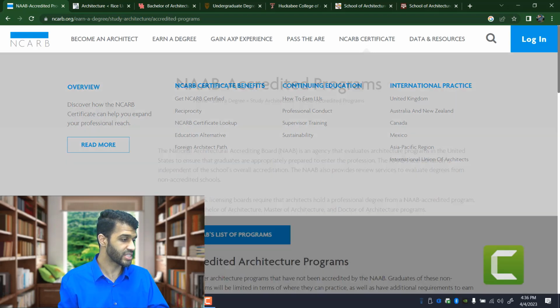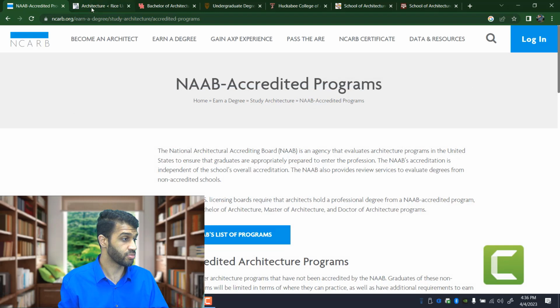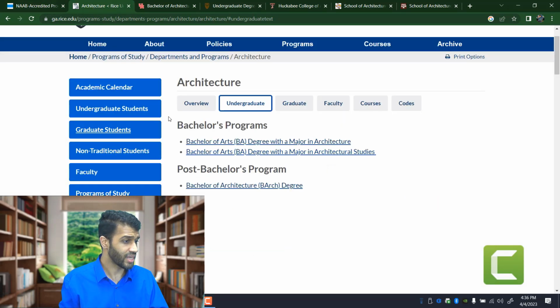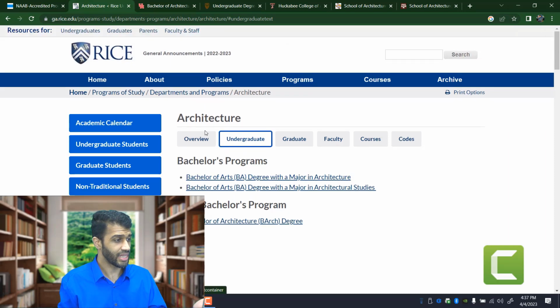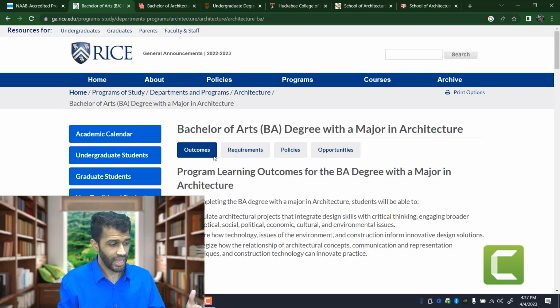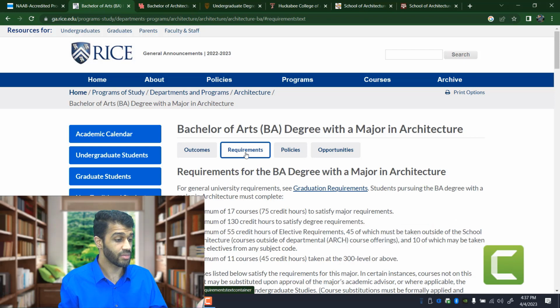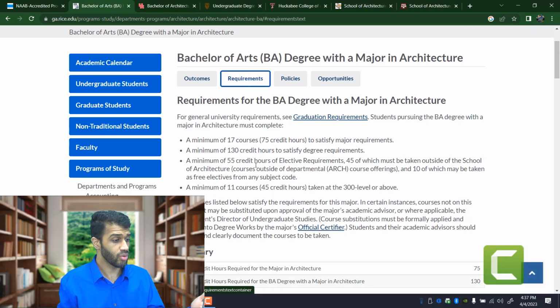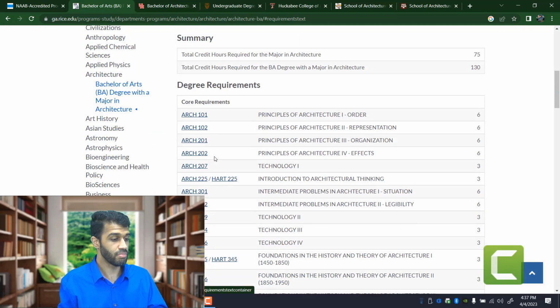So let's go ahead and get started with picking our architecture program. The first program I want you to look at is an undergrad B.Arch or a major in architecture at Rice University. This is one of the most prestigious schools in pretty much all of Texas, I would say, when it comes to architecture. You have a total of about 190 credit hours, right? All in all, you need about 130 minimum to satisfy the degree requirements. You have multiple courses in architectural theory.